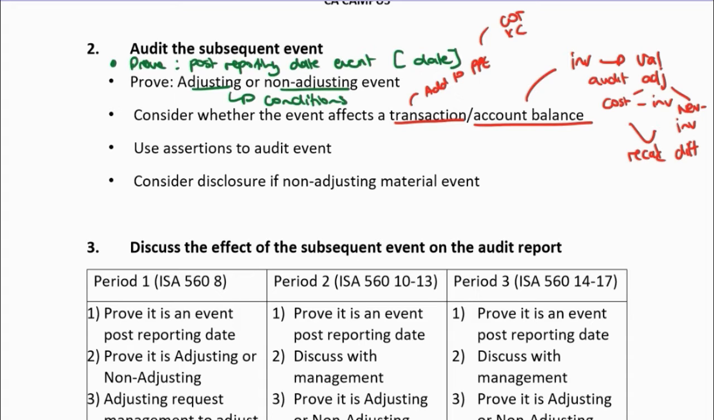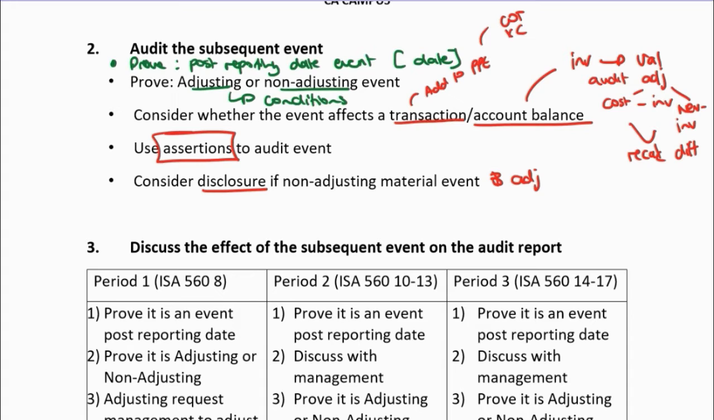So first see what we're looking at. Is it a transaction? Is it an account balance? And from that we can then go and see what assertions or assertion is applicable. And then we need to audit based on what we know for the assertions. And finally, consider disclosure. I've said here if it's a non-adjusting material event, but even if it's not non-adjusting, if it is an adjusting event, there would still have to be presentation and disclosure that you would do as part of your assertions. So go and check that.